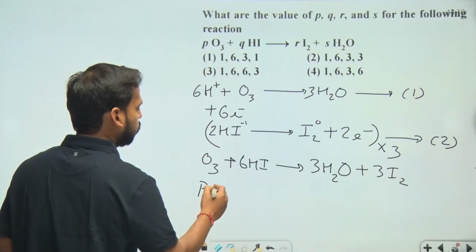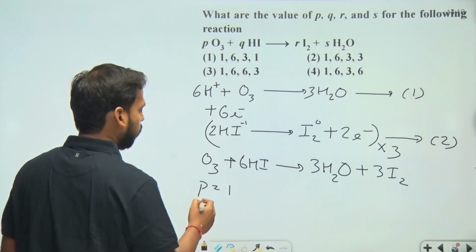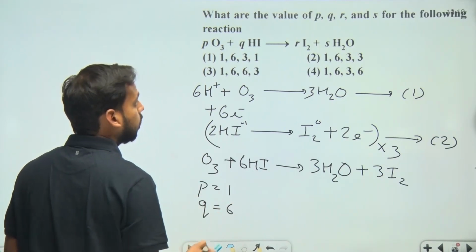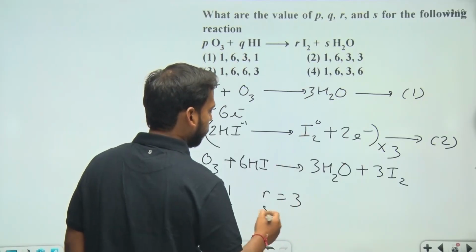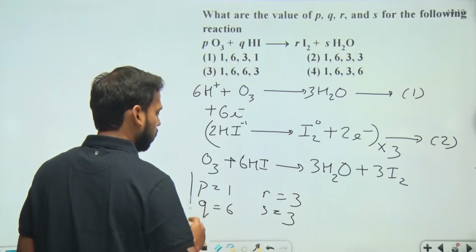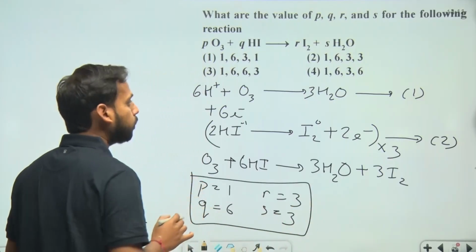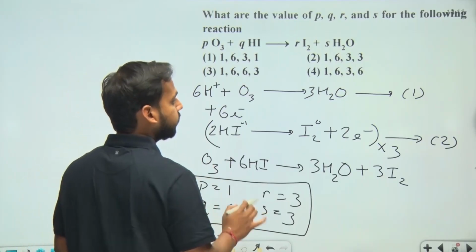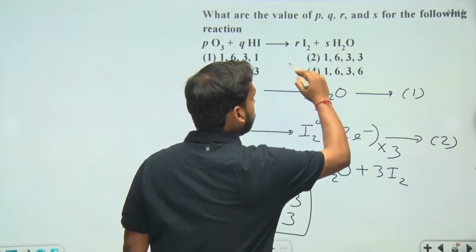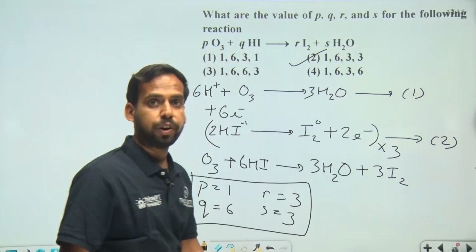So P comes out to be 1, Q comes out to be 6, R comes out to be 3, and S comes out to be 3. So the value of P is 1, Q is 6, R is 3 and S is 3. So our correct option is option 2, 1, 6, 3, 3.